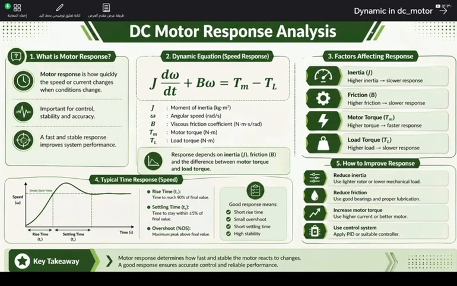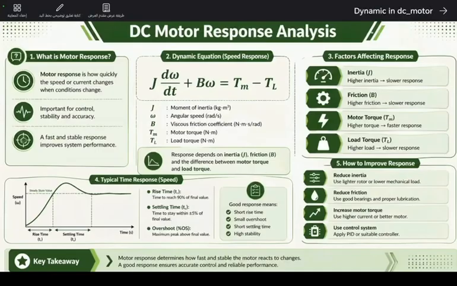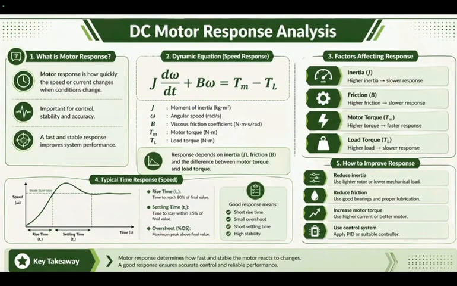DC motor response analysis. What is motor response? Motor response is how quickly the speed or current changes with a change in condition. Important for control, stability, and accuracy. A fast and stable response improves system performance. Dynamic equation: J dW over dt plus B W equals Tm minus TL.